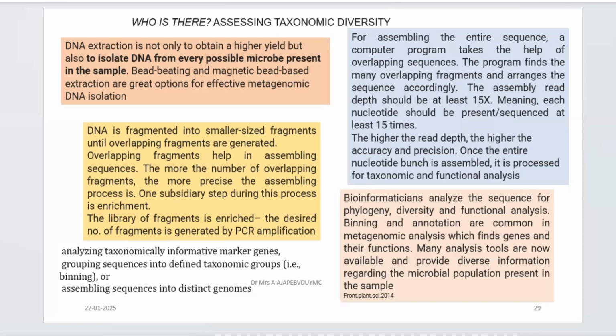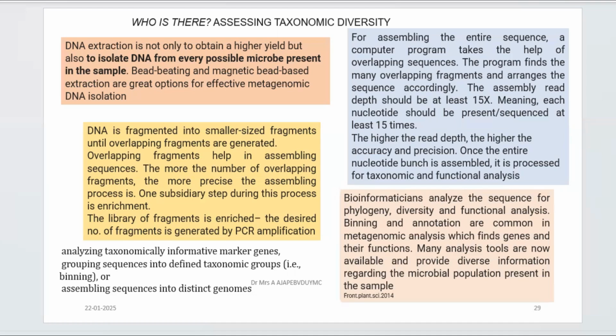Now, what is the last step? Bioinformatics analysis is to be done. Many analysis tools are available for finding out the taxonomical position of the microbial population. So that is done. Now while doing so, you can analyze the taxonomic position of the isolate, or the bacteria present, or isolated DNA, by an informative marker gene, that is amplicon based.